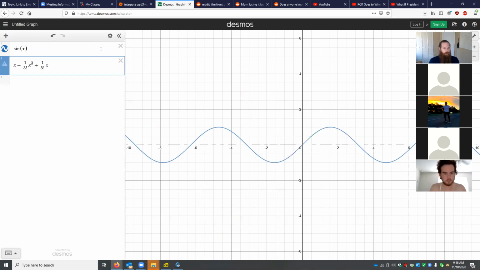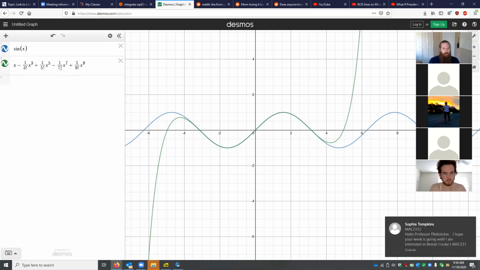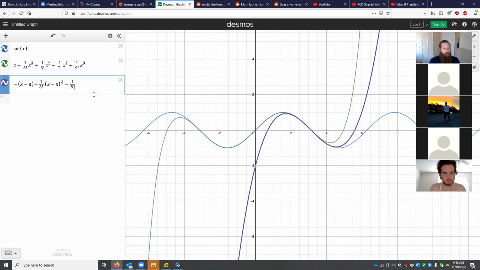Here's the first few terms of the Maclaurin series for sine x. So blue is sine, green is the T9, the Taylor polynomial of order 9, centered at 0. And let's do the same thing, but with the series we just found. That's negative x minus pi plus 1 over 3 factorial times x minus pi to the 3 minus 1 over 5 factorial times x minus pi to the 5 plus 1 over 7 factorial times x minus pi to the 7 minus 1 over 9 factorial times x minus pi to the 9.